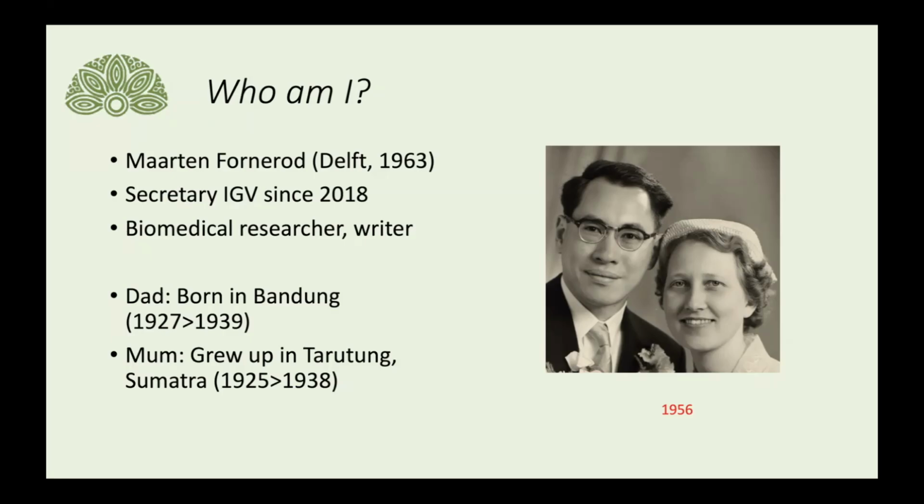My father was born in Bandung in 1927, and he's on his wedding picture in 1956. He left the East Indies in 1939. And my mom, even though you can see she is Caucasian, 100% from Drenthe, she grew up in Sumatra and she lived there from 1925 to 1938. So she moved there with her parents when she was a really small child, baby even.